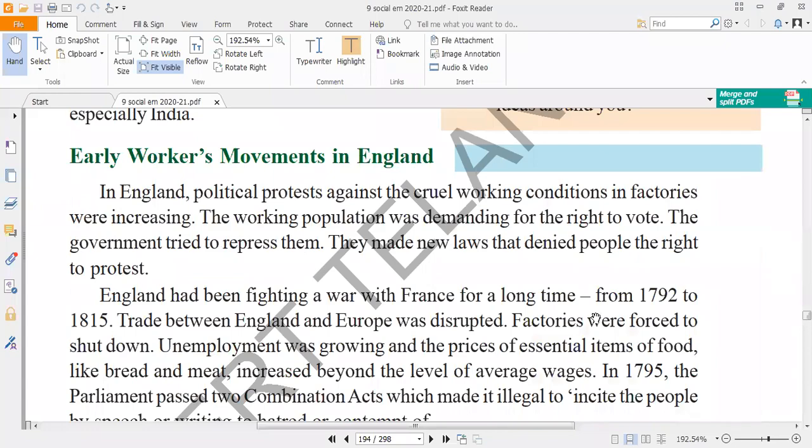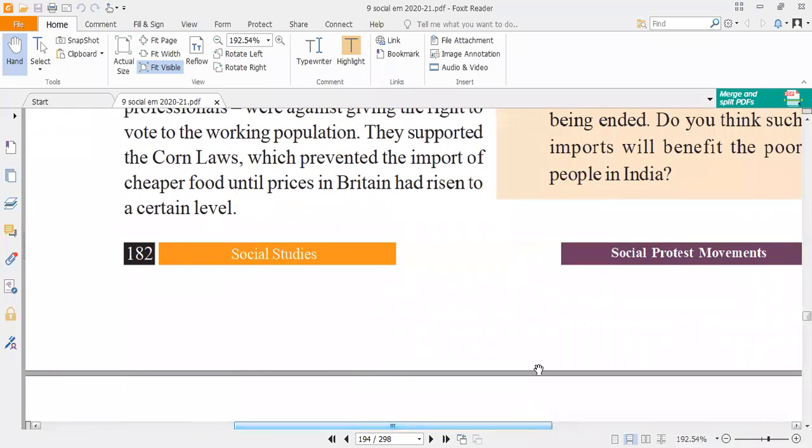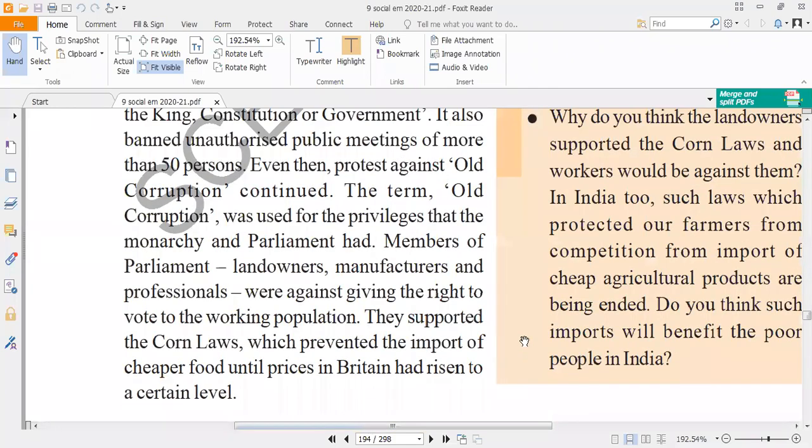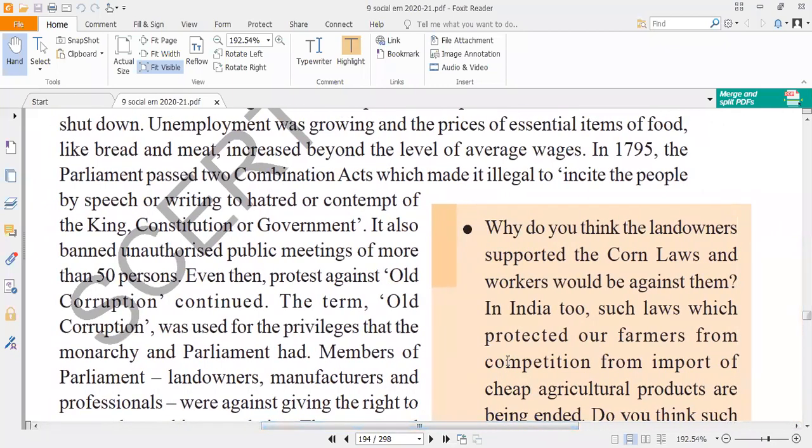Now, I told you France and England were fighting a war, known as the 100 Years' War, 1790 to 1815. So there was a lot of disruption in England also. The parliaments passed a lot of rules against corruption. In England, the king stopped unauthorized gatherings, where more than 50 people should not gather together. That was the situation made by the authorities, the parliament, constitution or government, to make people not gather together.